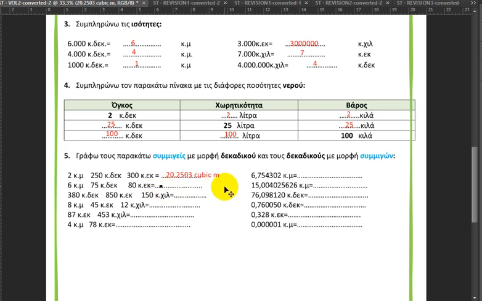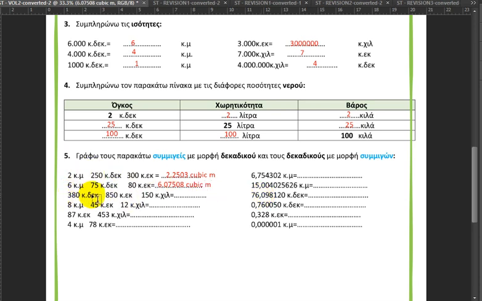Next, we have 6 cube. Wait, why did I write 20? There shouldn't be that 0 here. Just 2. We have 6 cubic meters, and then we have 75 cubic decimeters, which means 0.075, and then 80 cubic centimeters, which means it's going to be at the 5th place from the decimal point. So it's this many cubic meters.